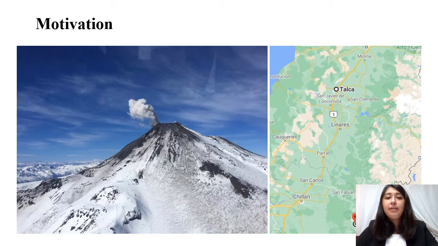In this paper, we work with the Nevados del Chillán volcano, located 444 kilometers south of Santiago and 119 kilometers south of Talca. It's one of the country's most active volcanoes. The typical eruption style is explosive, with some notable events in 2016, 2009, 2003, 1986, 1973, among others.